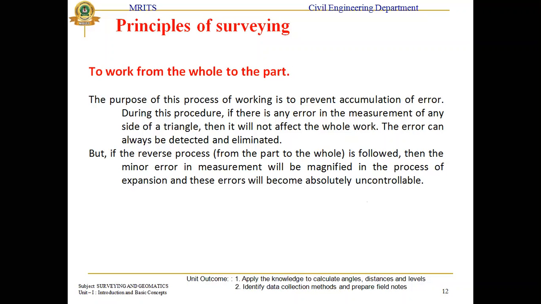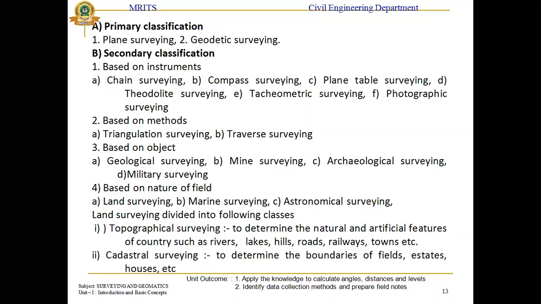Means work here will be a concept, part to whole. Any errors will be considered: what is the part, and how much of the area does it cover? Corrections are easy in this process, though sometimes corrections are not possible. Second point, like the example here, part to whole, sometimes it is difficult to find the errors. Next, some primary classifications and secondary classifications, the classifications of survey.